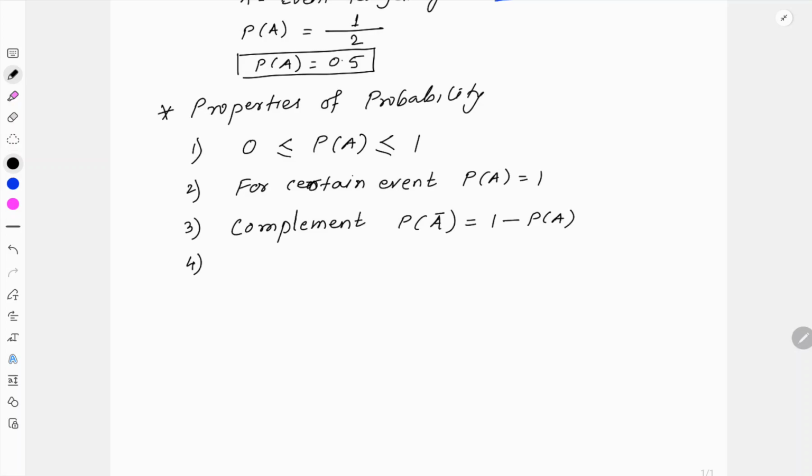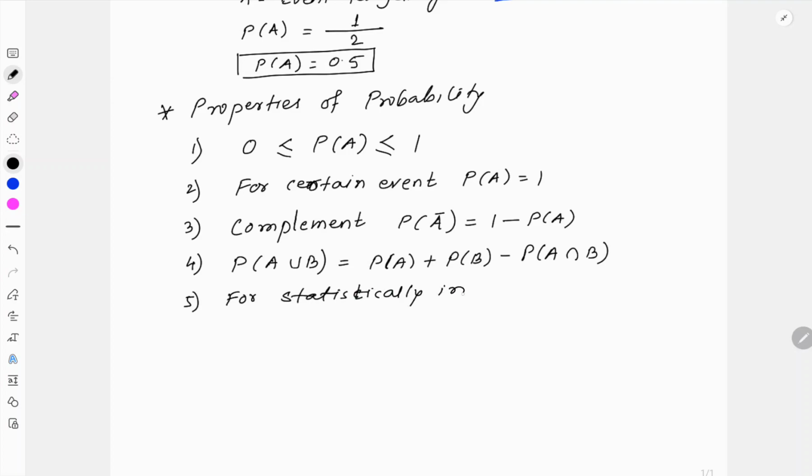Fourth, probability of A union B is equal to probability of A plus probability of B minus probability of A intersection B. Fifth, for statistically independent events, we have probability of A intersection B equal to probability of A times probability of B.